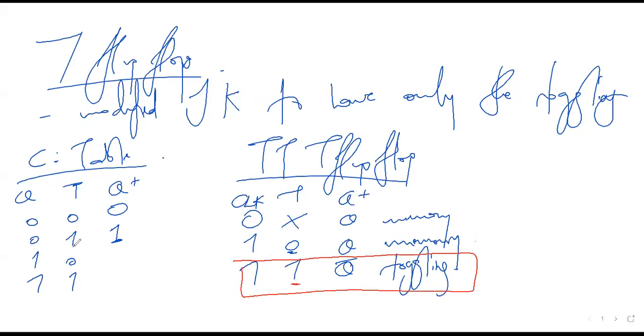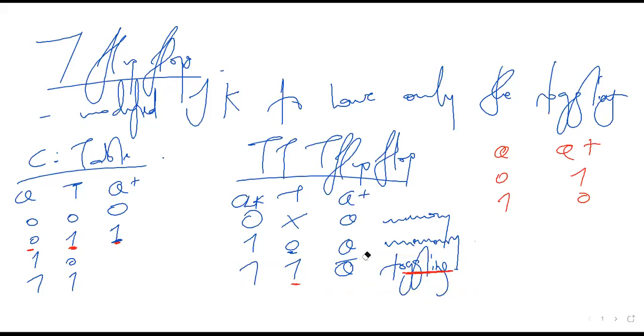When T is equal to 1, what did we have? We have what we call toggling. What does toggling mean? It means for Q and Q next, if Q is 0 present state, Q next will be 1. That is toggling. Complement, if it is 1, then it will become 0. That's why it's 1 here, because Q was 0, it becomes 1 because of this T equal to 1. Toggling. We always look at the truth table.